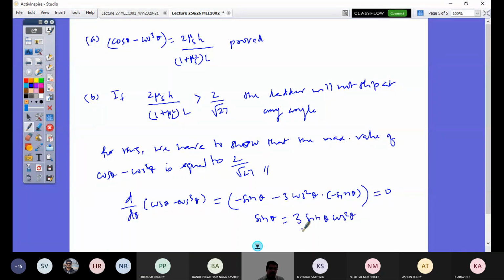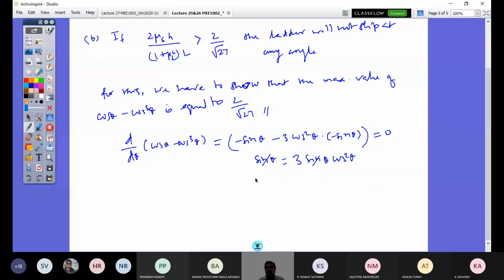So this sin theta goes out, and cos square theta equals 1 by 3. Therefore, cos square theta value is 1 by 3, so you get cos theta equals plus or minus 1 by root 3. I take the plus value. Having this now, for this value I'll have its maximum function.